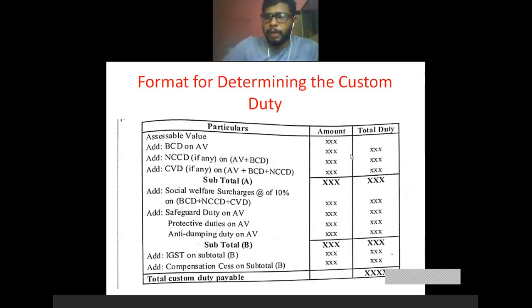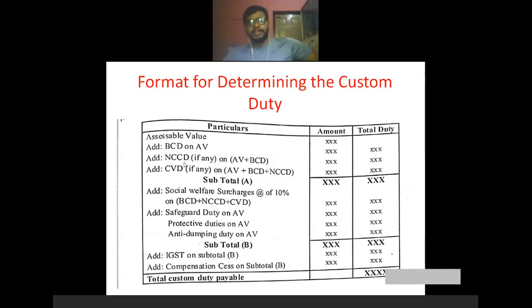So for assessable value, see, two columns are there. This is the value column and this is the total duty payable to the government column. So you write the assessable value in the second column. Then the basic custom duty percentage they will give in the question. That percentage you directly apply to assessable value, so you will get the basic custom duty amount. Write that amount in the second column as well as in the third column.